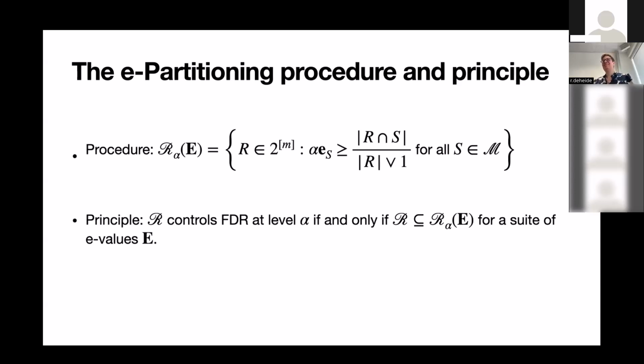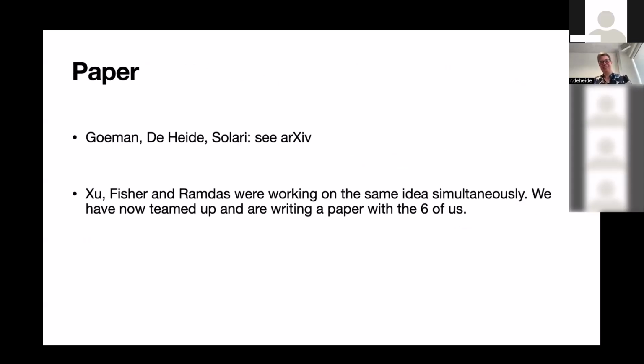It's a very long paper, but I just wanted to give you a very quick teaser. Look it up, and let me give another talk about this paper. So this is the paper, Ruhr, De Heide, Solari. And one interesting simultaneity was that it turned out that Neil Su, Lasse Fischer, and Aditya Ramdas were working on the same idea simultaneously. And now we have teamed up, and we are writing a paper with the 6 of us. We are going to submit it with the 6 of us.